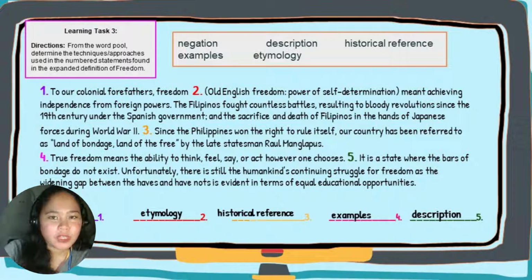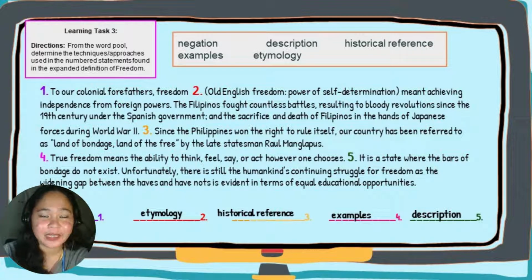Okay, so for the number 1, to our colonial forefathers, freedom. Okay, so what technique or approach is used in this statement? Is it negation, examples, description, etymology, or historical reference? Very well said. So the number 1 is an example of negation.